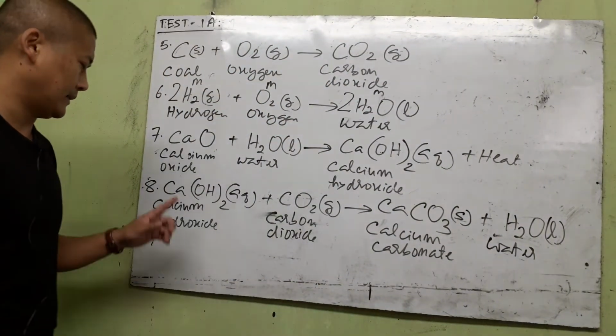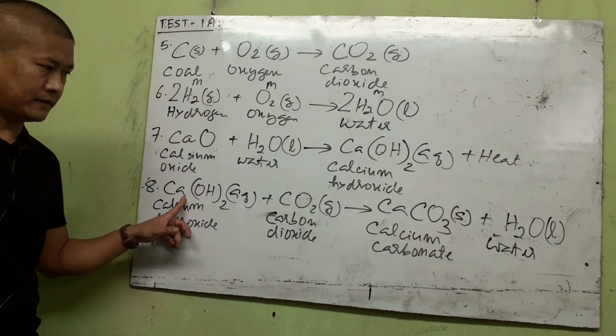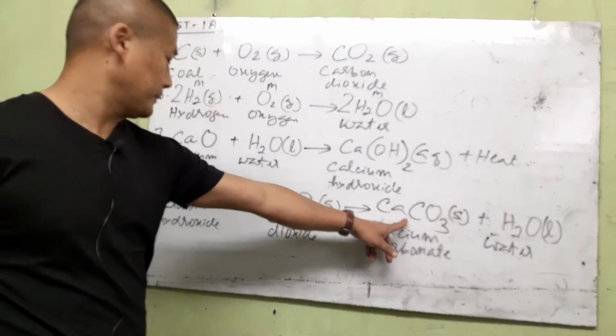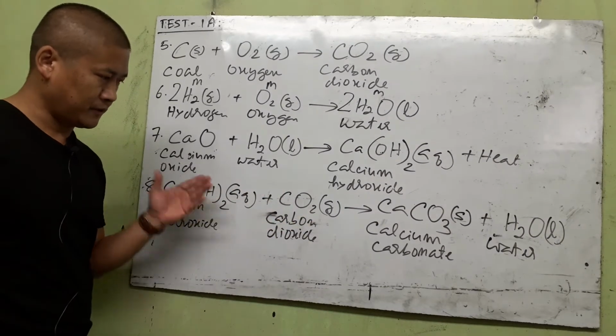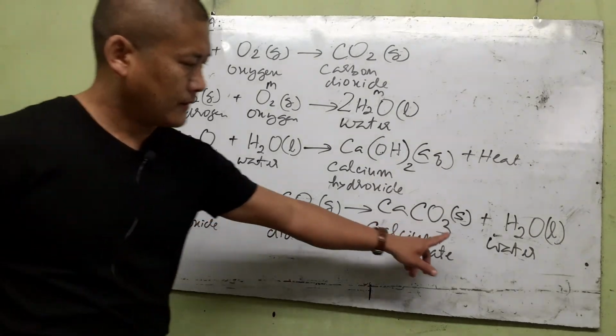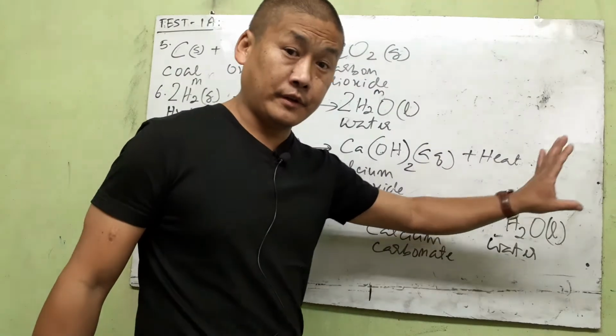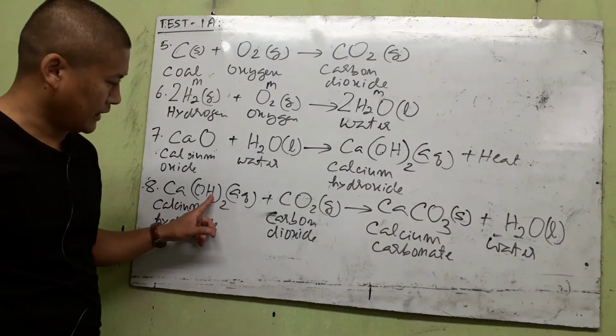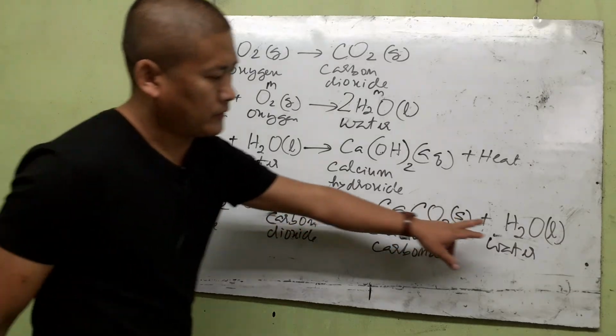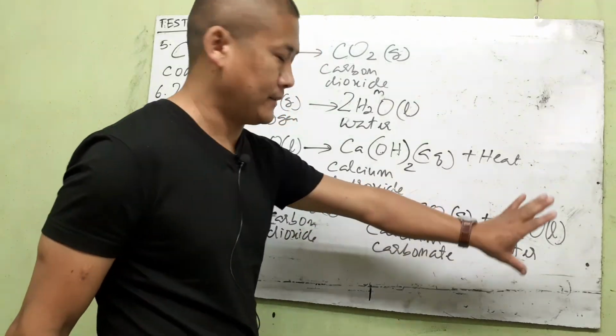Let us try to balance it. Ca, calcium atom 1 on the left side, 1 on the right side. 2 ones are 2 O plus 2 O, 4 oxygen atoms on the left side. 3 plus 1, 4 oxygen atoms on the right side. We finish O. Let's go to H. 2 ones are 2 H, no H here. Here also 2 hydrogen atoms, so balanced.